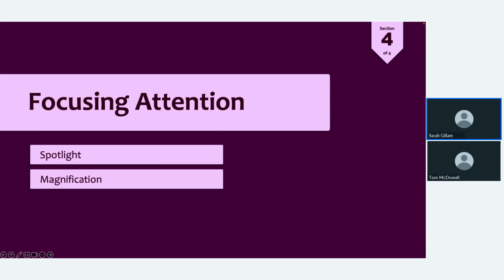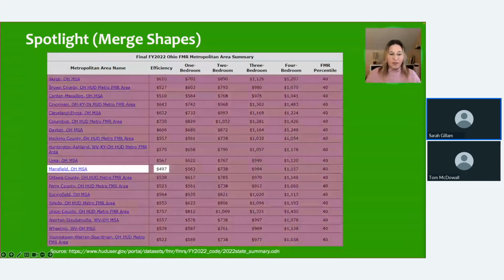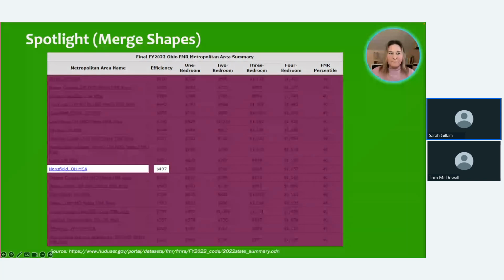So this is using the merge shapes tool. Let's say you've got this big chart and you need the whole thing on the slide because you need that full context for whatever it is you're saying. But you want your audience to focus in first on the efficiency apartment, the area of Ohio with the lowest FMR for efficiency apartments. There's a big long list of numbers there, and you could make your audience try and interpret all of that, or you can make it very easy for them by doing this sort of spotlight effect.